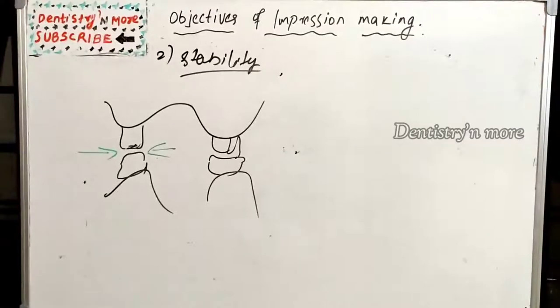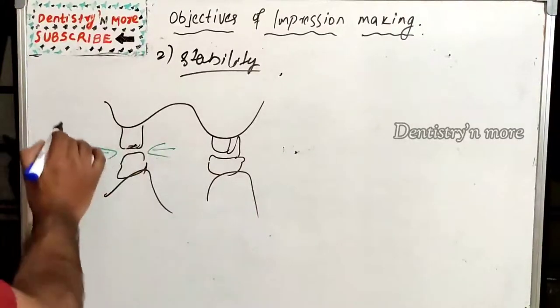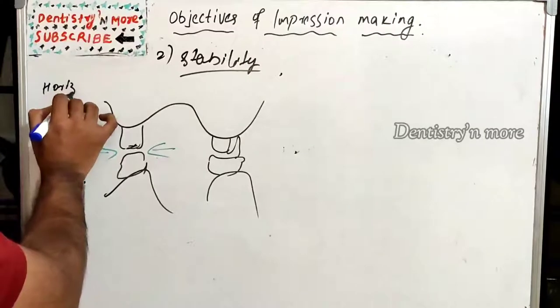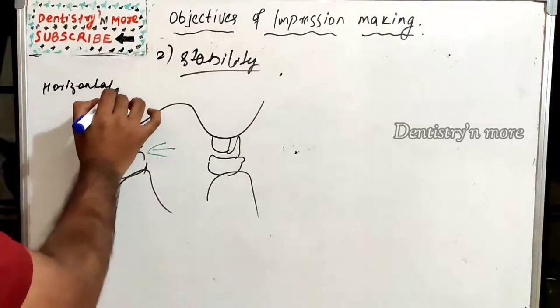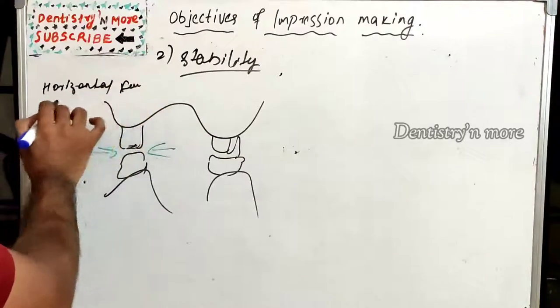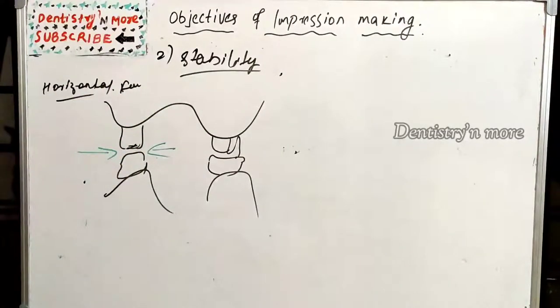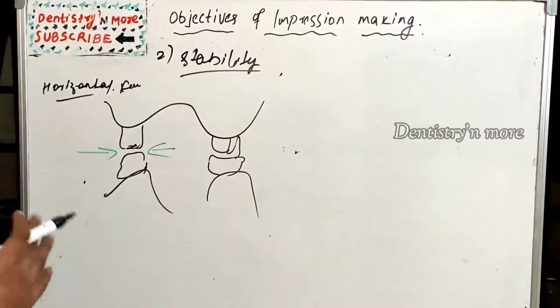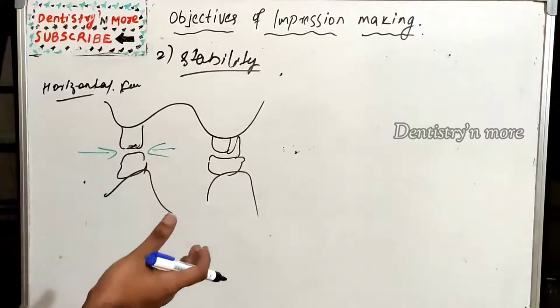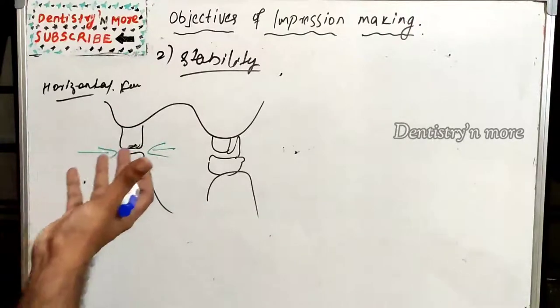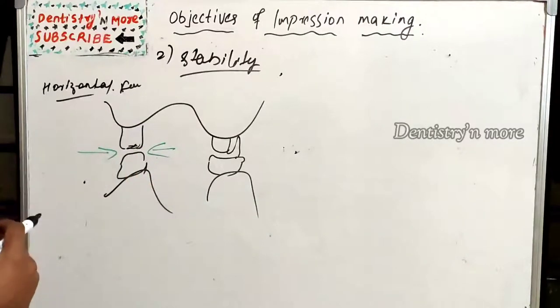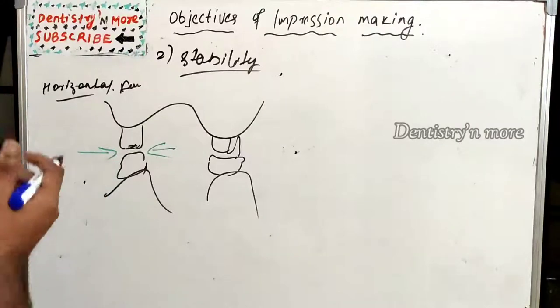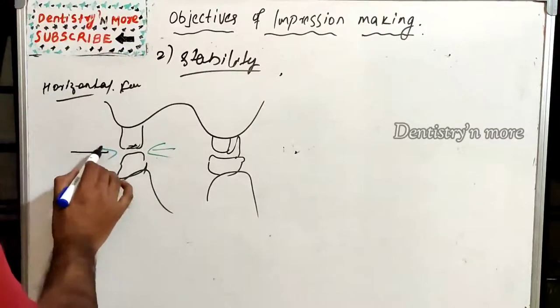So stability is nothing but resistance against the horizontal forces. Retention was vertical forces. Stability is the resistance of a denture to movement on its tissue foundation, especially to the lateral or horizontal forces. So it is the quality of the denture to be firm, steady or constant, to resist displacement by functional stresses and not to be subject to change of position when force is applied. It is nothing but the ability of the denture to withstand the horizontal forces.